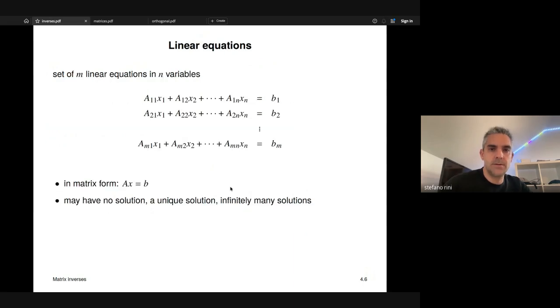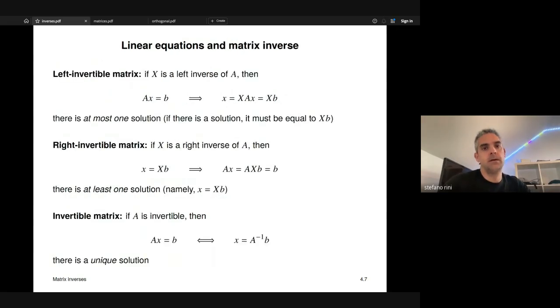Good. So now we connect matrices to linear equations. As we said, we can imagine that AX equal to B is a set of linear equations that you deconstruct in this way. Depending on the number of unknowns and the number of equations, this system can have a unique solution, no solution, or infinitely many solutions. Now that we have set up the invertibility condition for matrices, we can solve linear equations using matrices.